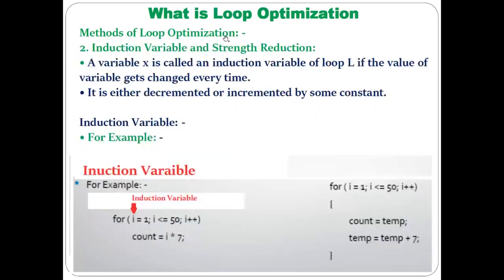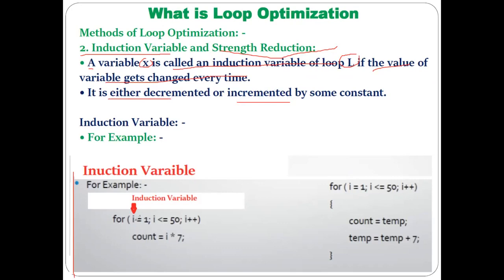Okay. Now let's see the next technique, that is induction variable and strength reduction. First you need to understand what an induction variable is, and then we will understand what strength reduction is. So here I will read the definition, and then I will explain it in the example. A variable X is called an induction variable of loop L if the value of the variable changes every time. The value may change in a decremented way, or it may change in an incremented way. Understood. So let's see the example.